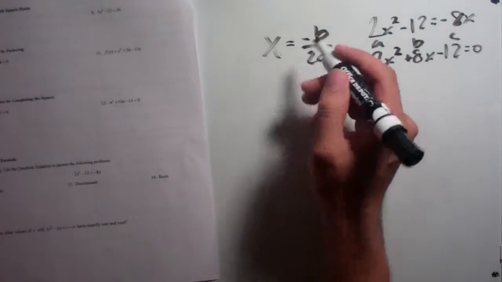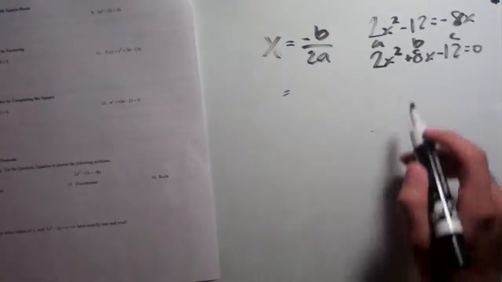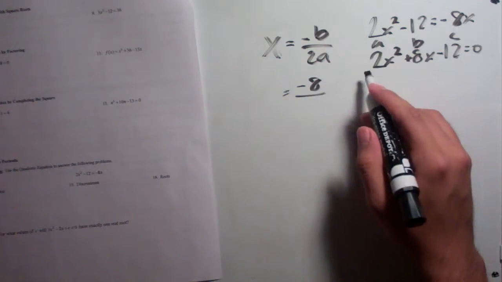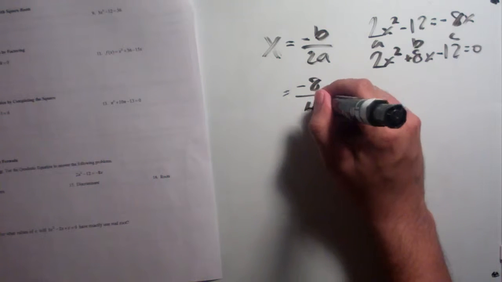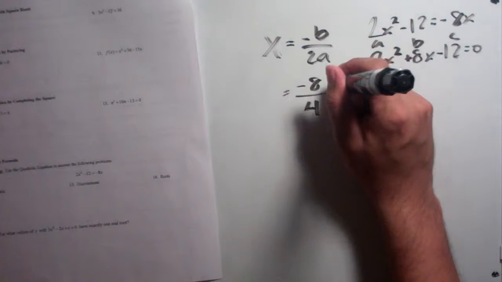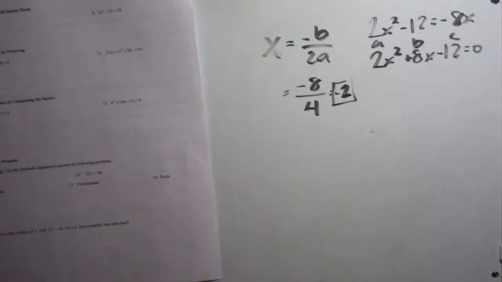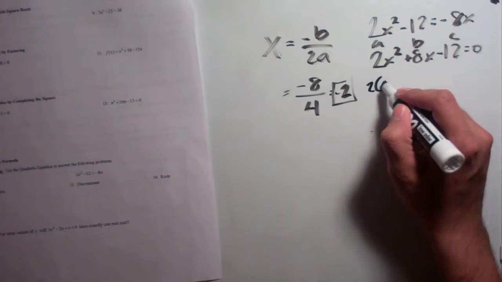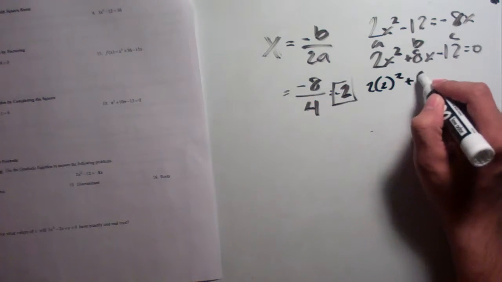With this, our x, or negative b: b is 8, so negative 8 is in the numerator. A is 2, so multiply that by 2, it is a positive 4. Simplify this, and it is a negative 2 for the x portion of our vertex. With that negative 2, I plug it into the quadratic. So I'm just going to substitute wherever I see an x here.